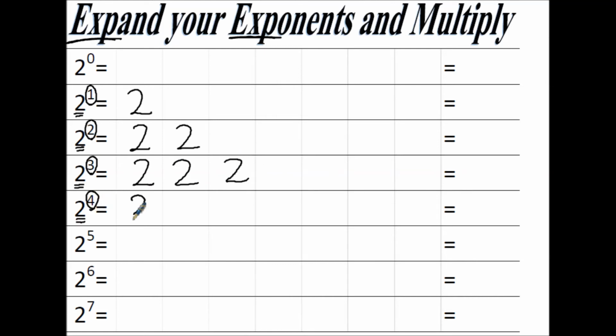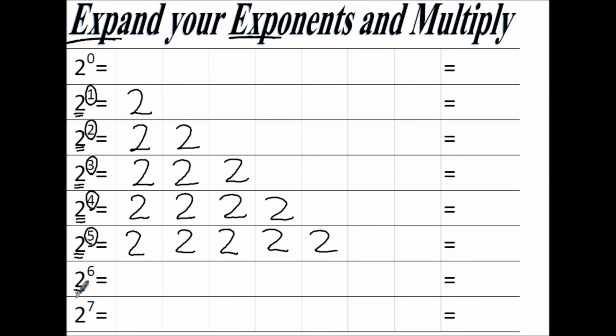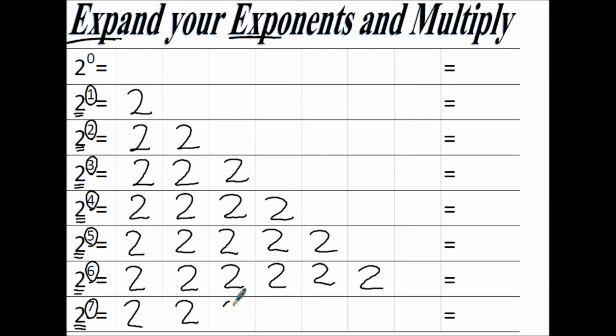2 to the fourth power means that I'm going to write 2 4 times. 2 to the fifth power means that I'll write that 2 5 times. And 2 to the sixth power means that I'll write that 2 6 times. 2 to the 7th power means that I will write that 2 7 times.